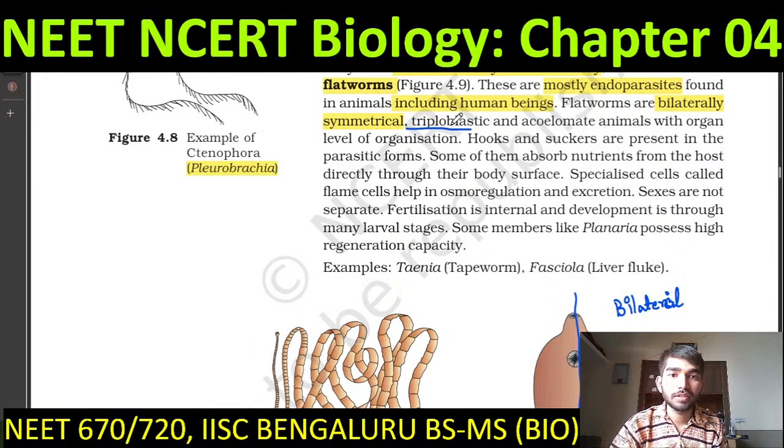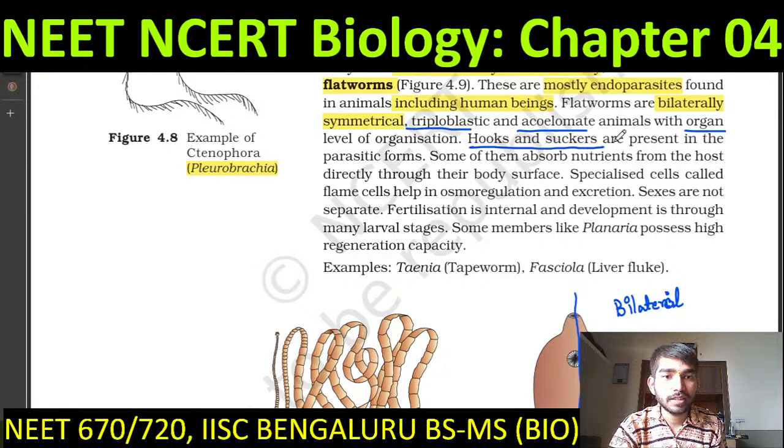Triploblastic, they have 3 germinal layers. So important to note here, there are 3 germinal layers, but is coelom present or not? No. So there is no presence of coelom. That is why they are acoelomate. Animals with organ level of organization. So until here they have just organ level. Later on when we see coelom, then there will be organ system level of development.